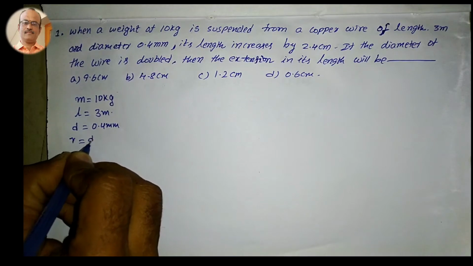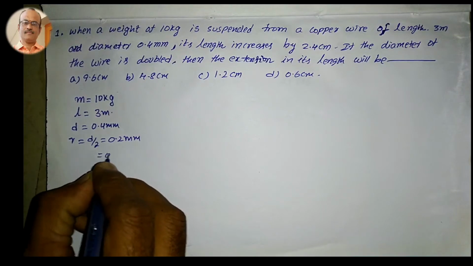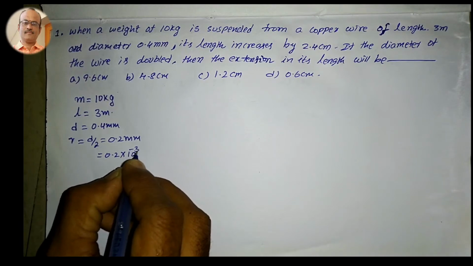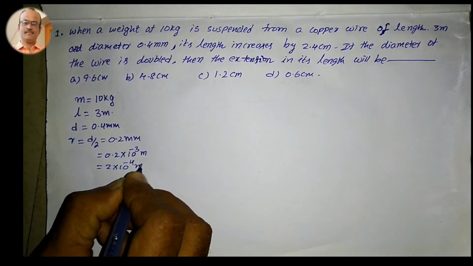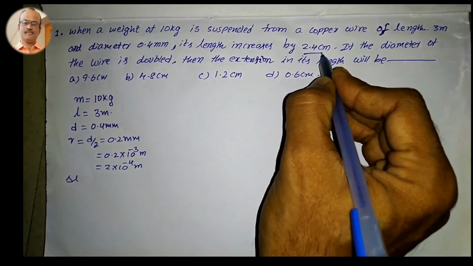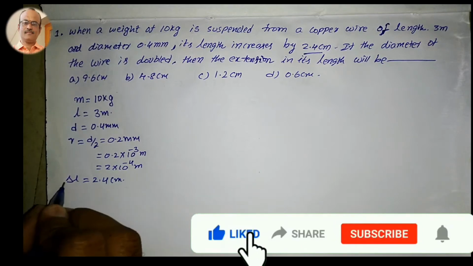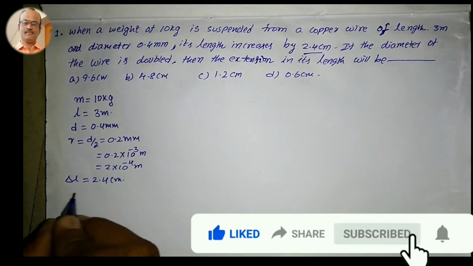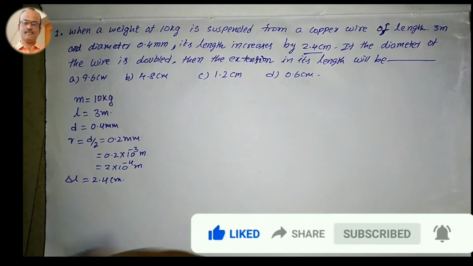That means we want to calculate the radius, d by 2, which is equal to 0.2 millimeters. That is nothing but 0.2 into 10 to the power of minus 3 meters, or otherwise 2 into 10 to the power of minus 4 meters. But here the length increased by how much? 2.4 centimeters. So the length increased by 2.4 centimeters. Then what happens in this case? To calculate the extension in length when the diameter is doubled.